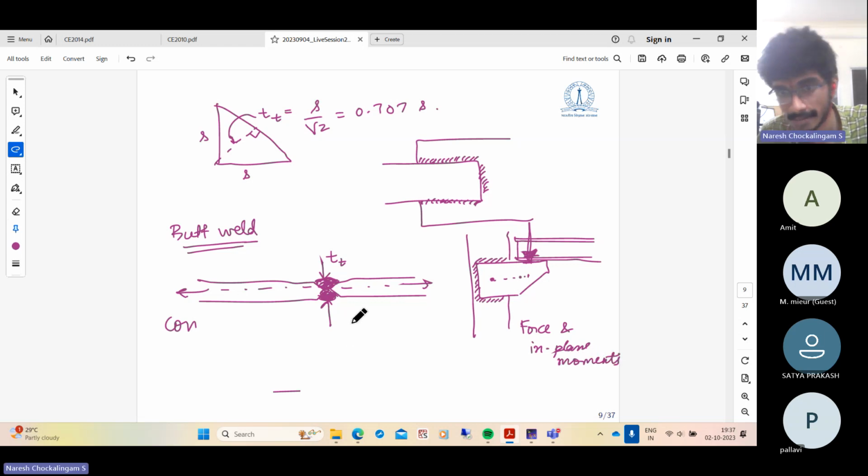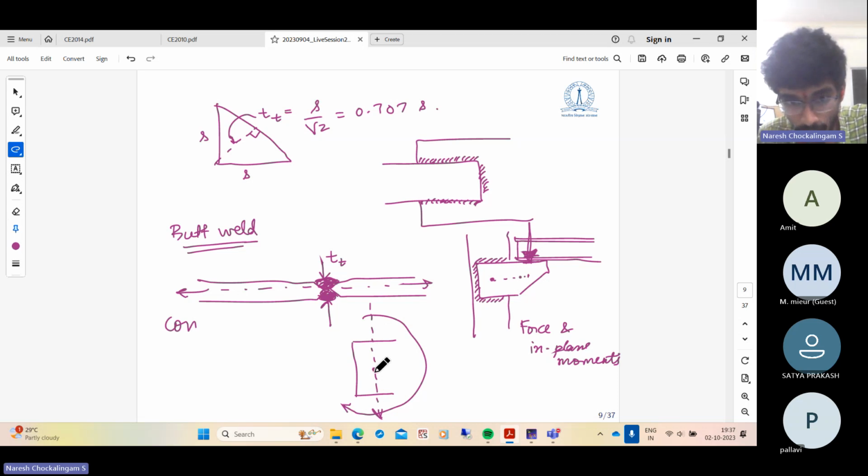How do we analyze this? As always, we assume that we know the forces coming from the members based on some preliminary analysis. We assume that the weld group behaves linearly elastic. And there is an in-plane moment coming onto the weld group, and there's also an in-plane shear force coming onto the weld.